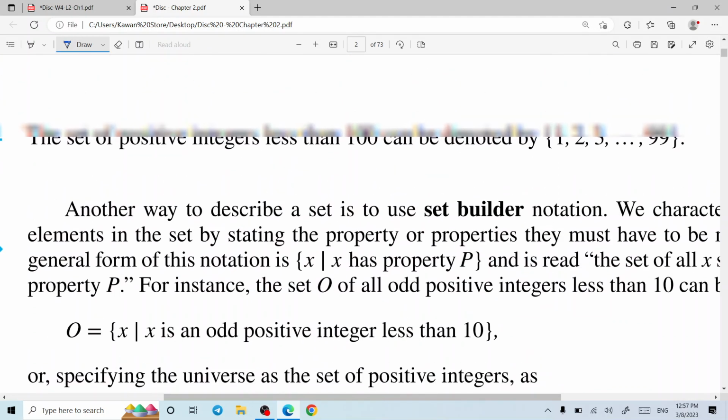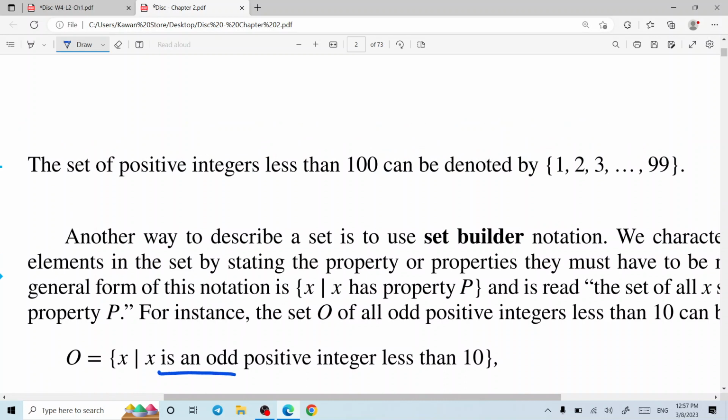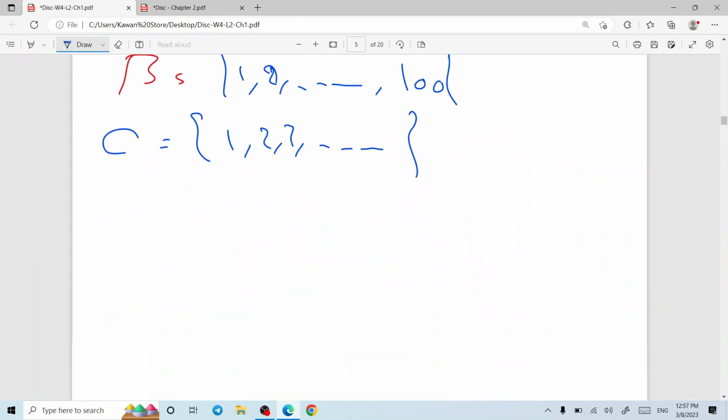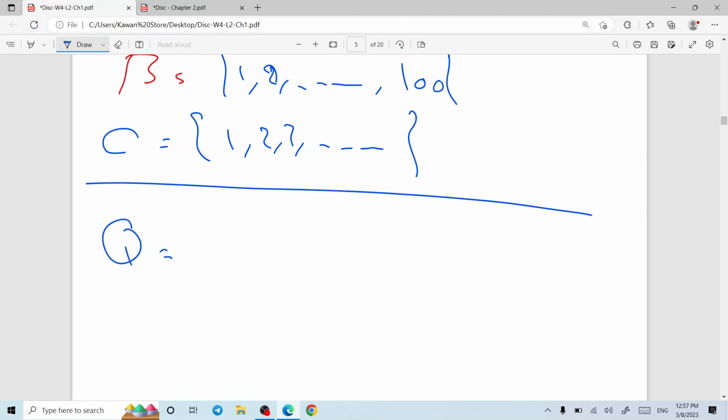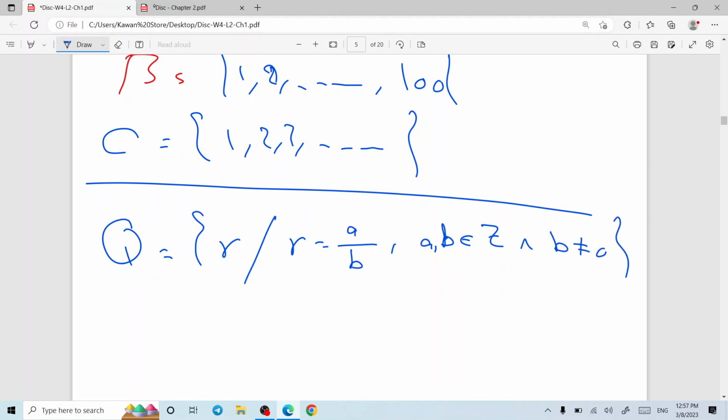For example, if I have this statement: X is an odd positive integer and less than 10. What do you mean by that? We can change it like that. Do you remember the rational number? How do we define the rational number? We say R is equal to R such that, after the slash, we have a condition: such that R is equal to a over b. You remember the rational number. And a and b are where? Integer numbers. So we define a set by a short list.